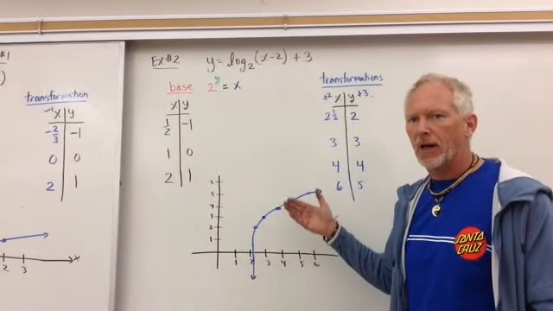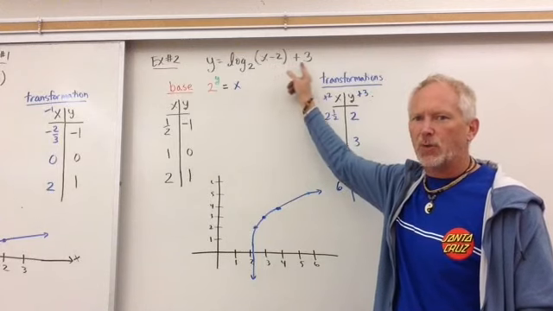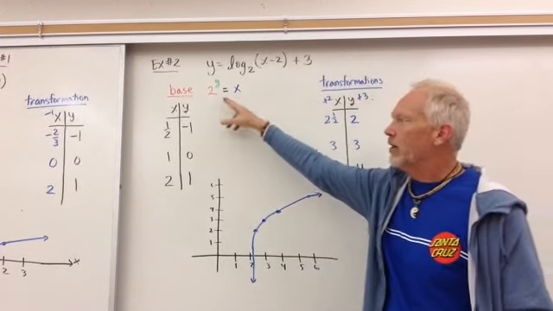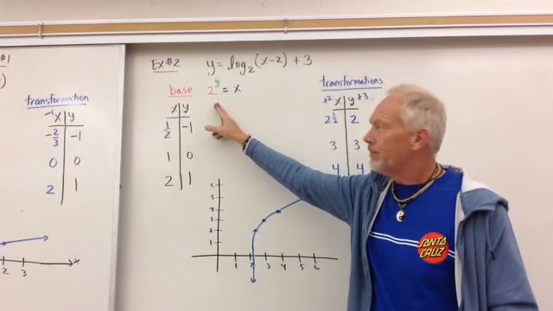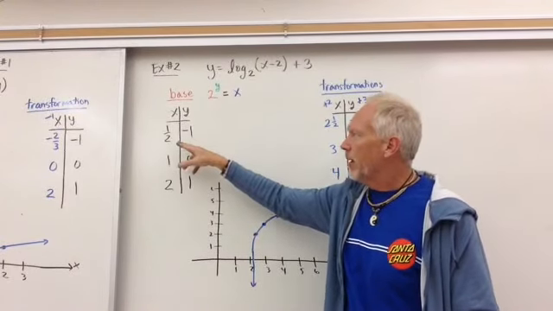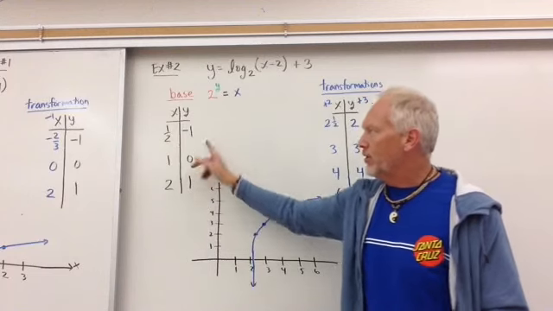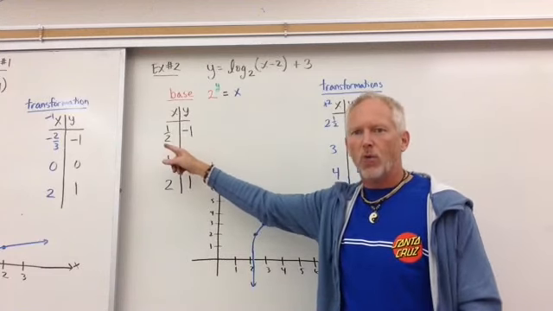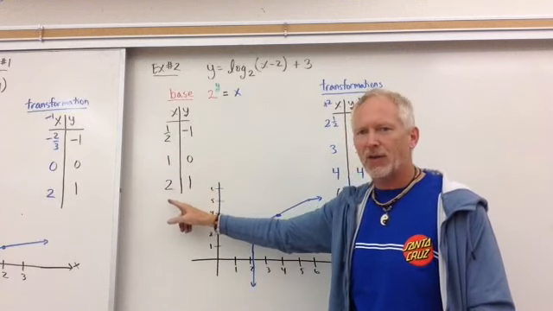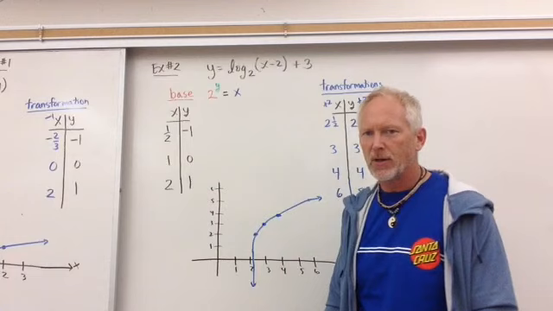All right, now, here we go. So we've got log 2 of x minus 2 plus 3. So again, I start off with the base, and it's 2 to the y equals x. So I build my base. Negative 1, 0, and 1 again. And what does it do? Oh, surprise, surprise. 1/2, right? 1 and 2. So that way we can always have the information for us there.